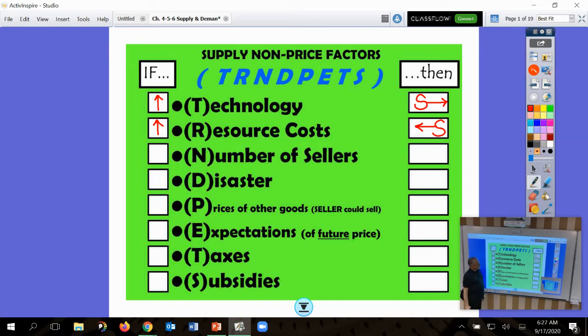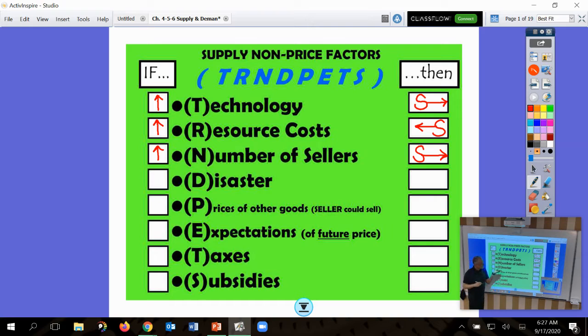Number of sellers is the same as number of stores in the market, right? You open a new store, well, you've just increased the market supply. And we're going to see the results of that later, but for now, increasing the number of sellers, increasing the number of stores or suppliers, that means the total supply is going to increase in that market.